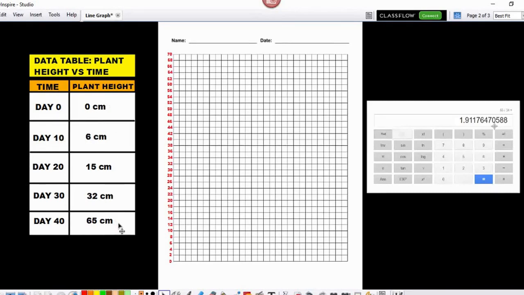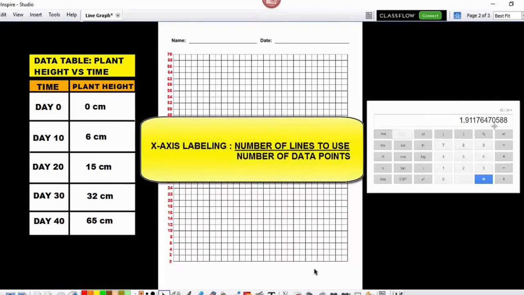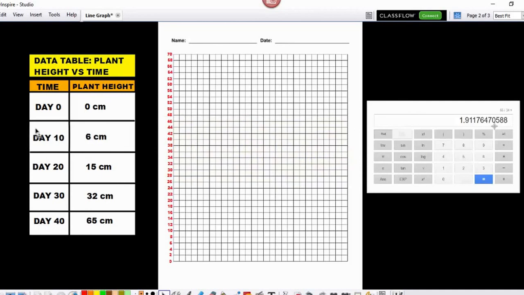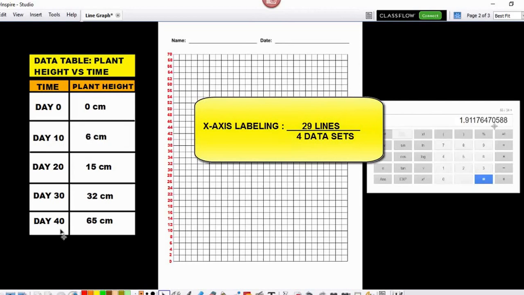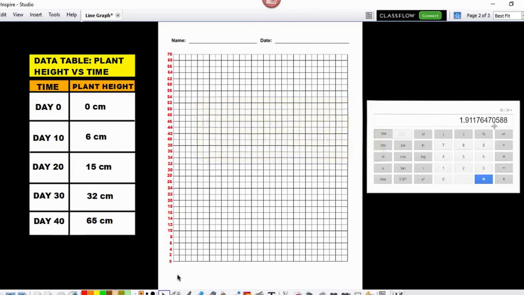Instead of taking our highest data point and dividing it by the number of lines like we did for the y, for the x, we're going to take the number of lines and divide it by how many data points we have to plot. Since 0 is already taken, we're just going to figure out where we have to put these 4. So I have about 29 lines going across. I have 4 data sets to divide that by, and that's going to come out to about 7 1/4 or so.